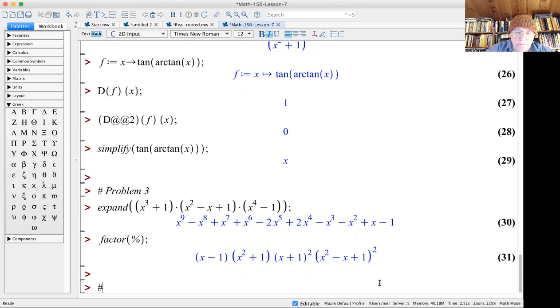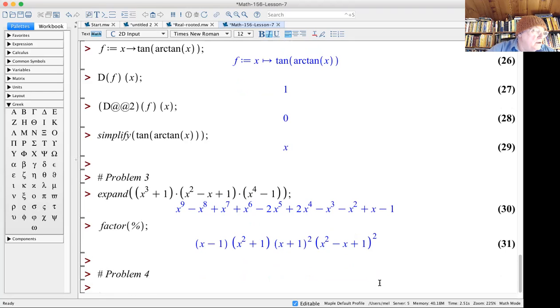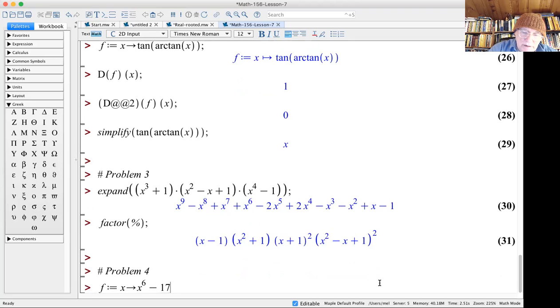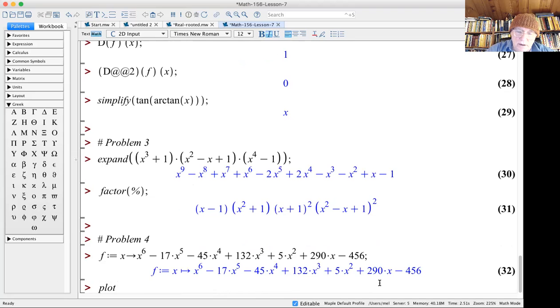Problem 4. So we have a polynomial of degree 6, which is x to the 6th minus 17 times x to the 5th minus 45 times x to the 4th plus 132 times x cubed plus 5 times x squared plus 290 times x minus 456. Let's plot f of x.